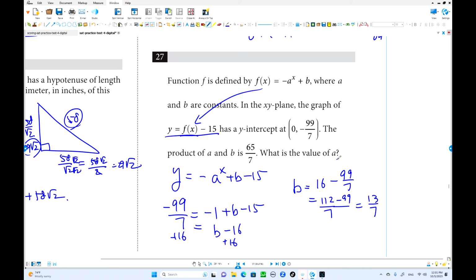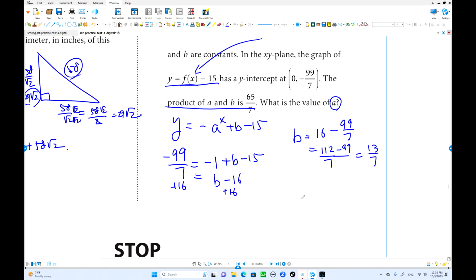But they're asking for the value of a. Okay, they gave this one, the product of this one, 8 times b. 8 times b equals 65 over 7. But we got the value of b already. Put this number, b, 13 over 7, equals 65 over 7. How can you find a? You multiply by the reciprocal, right? 7 over 13. So a equals how much? 65 times 7 over 13. 65 divided by 13 is 5, right? So 5 is the answer, okay?